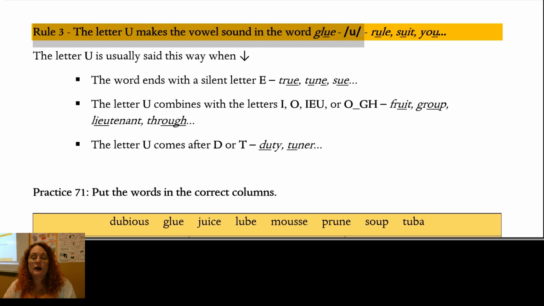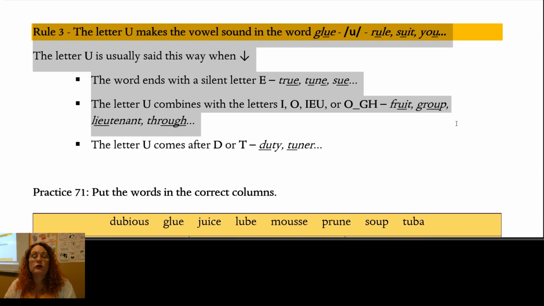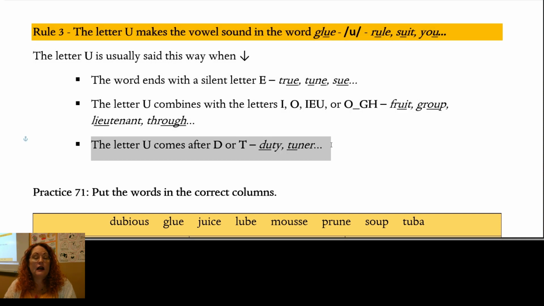In rule number 3, the U can make the vowel sound in the word glue. Ooh. For example, rule, suit, and you. This is often said when there's a silent E at the end of the word, like true, tune, or sue, and when it combines with other letters, for example, an I or an O or an IEU or OUGH. For example, fruit, group, lieutenant, and through. This also happens when the U comes after a D or a T. For example, duty or tuner.